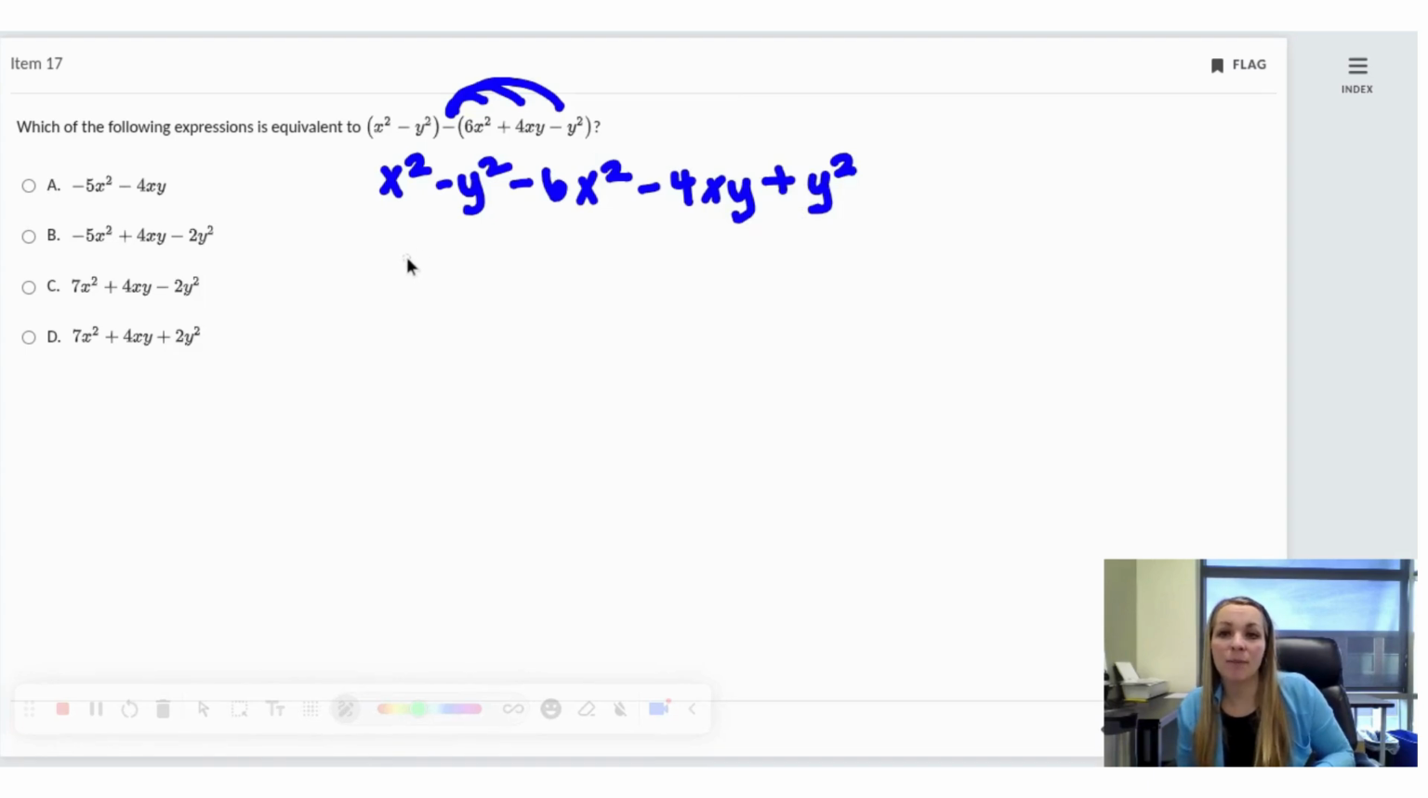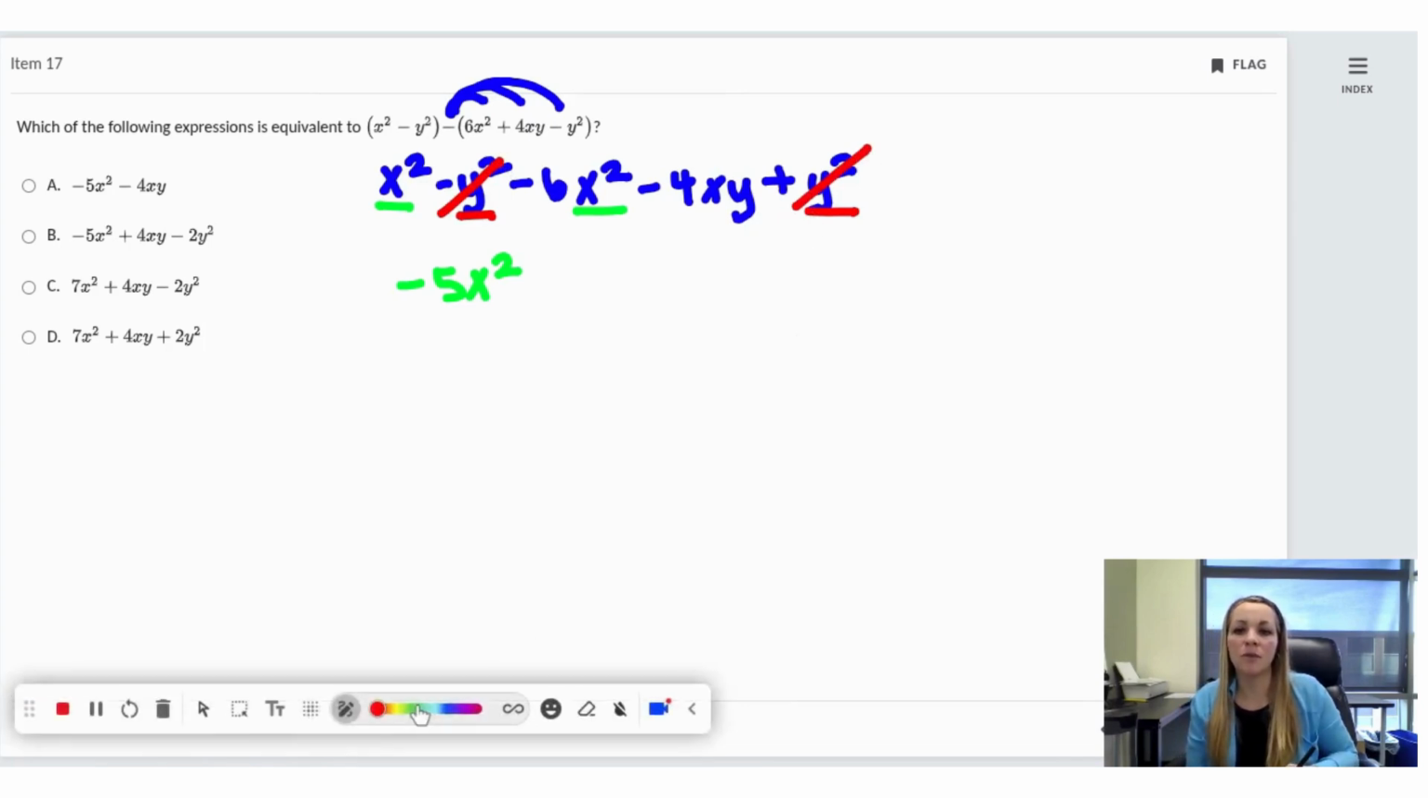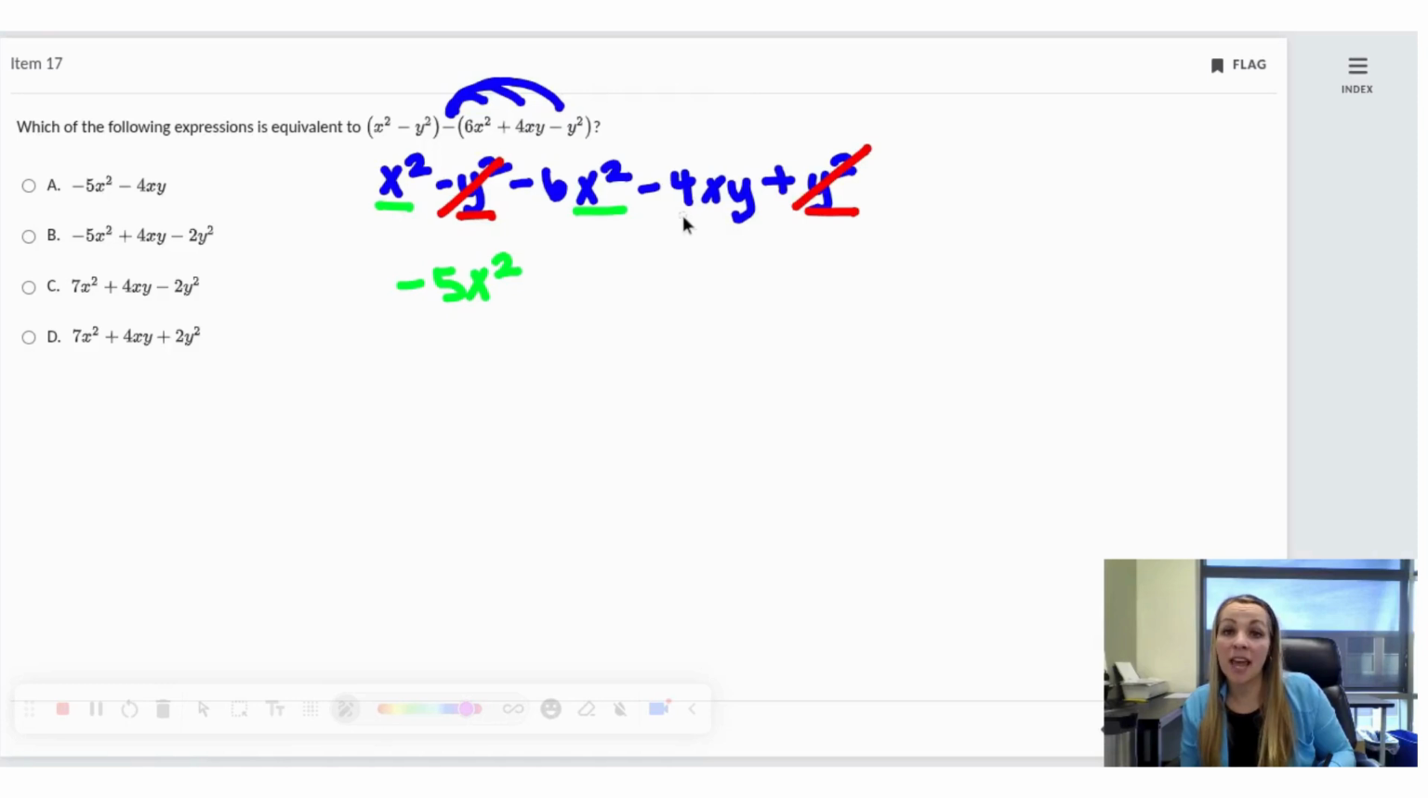Now let's combine like terms. I'm going to look to see if I have any other x squared terms in common, and I do. I have this negative 6x squared. So x squared minus 6x squared is negative 5x squared. Next, I'm going to look to see if there's any y squared terms. So I have a negative y squared and a positive y squared. And what's going to happen is those make 0. Negative y squared plus y squared is 0. Last, I'm going to see if there's anything to combine with a negative 4xy, and there isn't. So I'm just going to write negative 4xy. I look over here for my answer choices. It looks like that one's matching answer choice A.